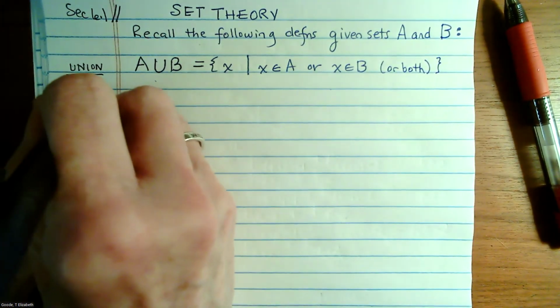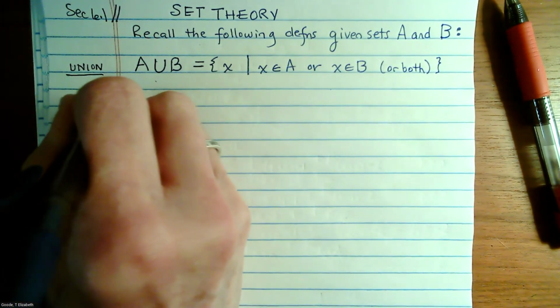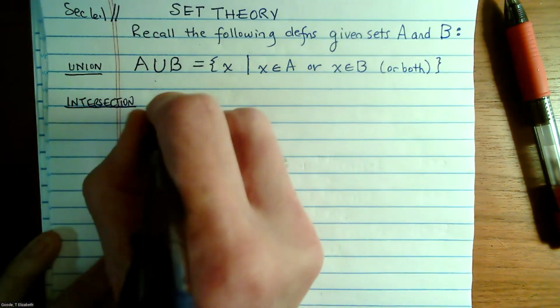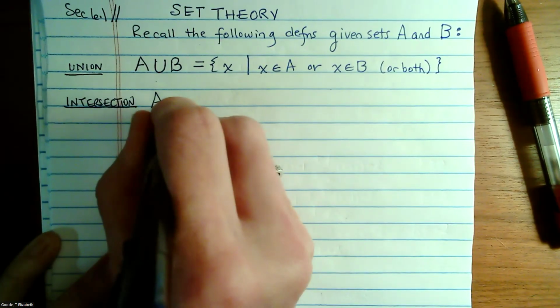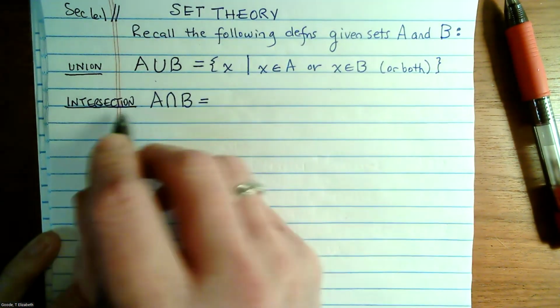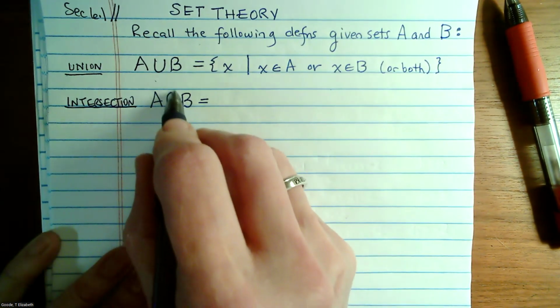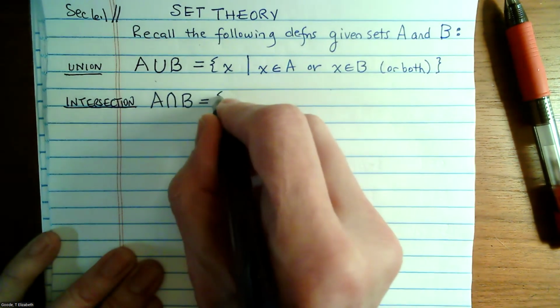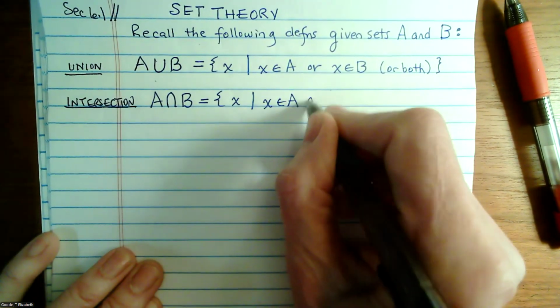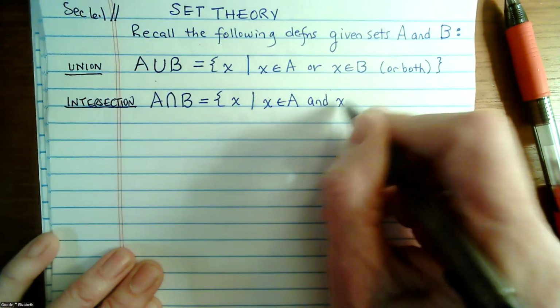Now, what about intersection? Well, the symbol is A with an upside down U, B. And this is the AND operator, and it looks like an AND operator that's been softened. It's X such that X is an element of A and X is an element of B.